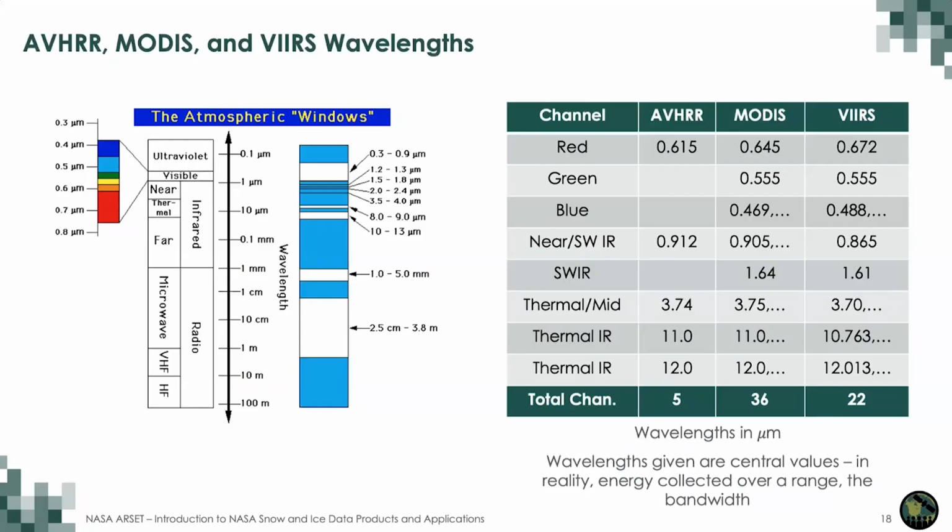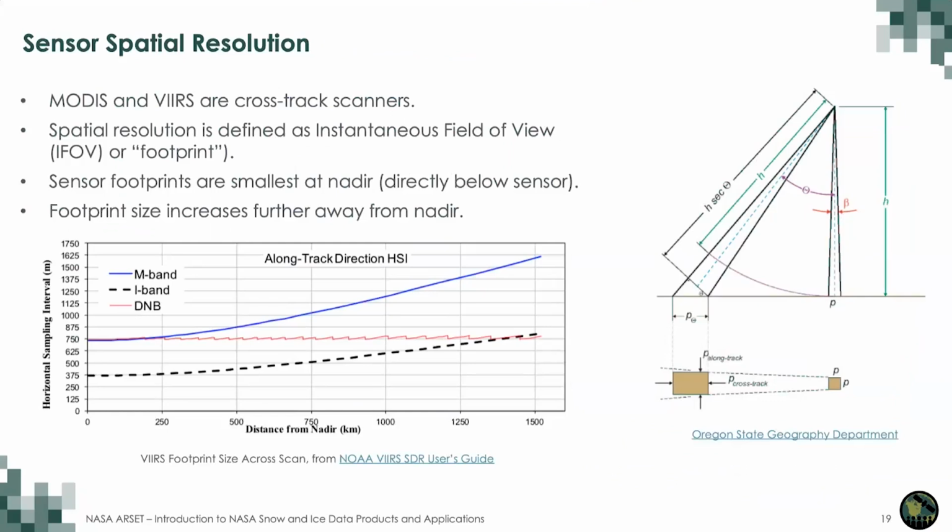In terms of the resolution, MODIS and VIIRS are cross-track scanners. This is a bit different than the microwave I didn't mention earlier, but the microwave are conical scanning basically in a circle. So the resolution is consistent across the entire scan for microwave. But for multispectral sensors, they're typically cross-track sensors, which means they scan back and forth kind of horizontally as the sensor is moving. And that means that the angle that you're sensing from changes.